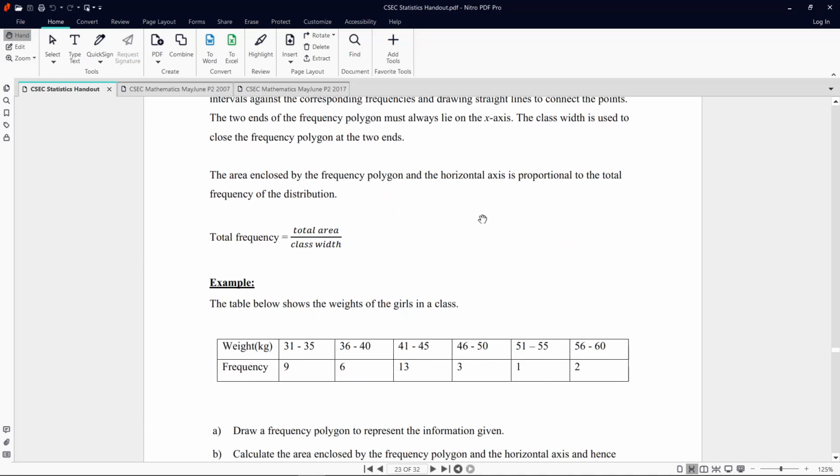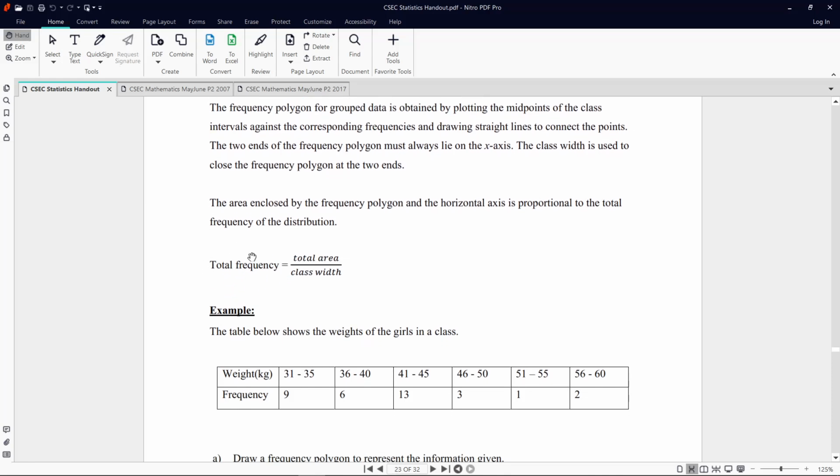So now let's look at this one. Seeing that we're dealing with group data, we can't just say the area under the frequency polygon is going to amount to the frequency. We have to look at it in the sense that, seeing that it's grouped, each group would represent a set of numbers. So in order for us to find the total frequency from the area under the group data, we have to divide by the class width. So when we get the area, we're going to divide by the class width, and then that's going to give us our actual total frequency.